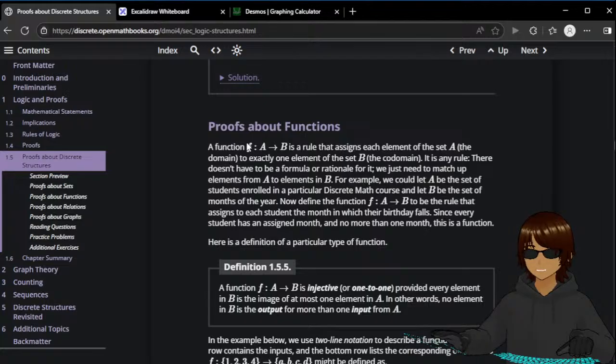A function f from set A to set B is a rule that assigns each element of set A to exactly one element of the set B. It is any rule. There doesn't have to be a formula or rationale for it. You just need to match up elements from A to elements in B. For example, we could let A be the set of students enrolled in a particular discrete math course, and B be the set of months in a year. Now let the function from A to B be a rule that assigns each student the month in which their birthday falls. Since every student has an assigned month and no more than one month, this is a function.